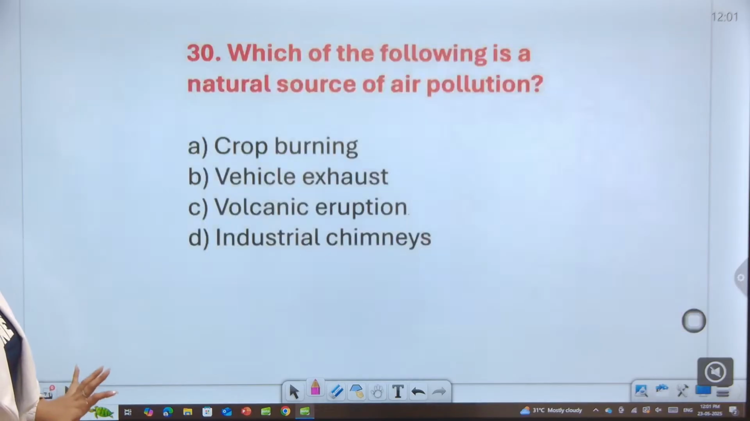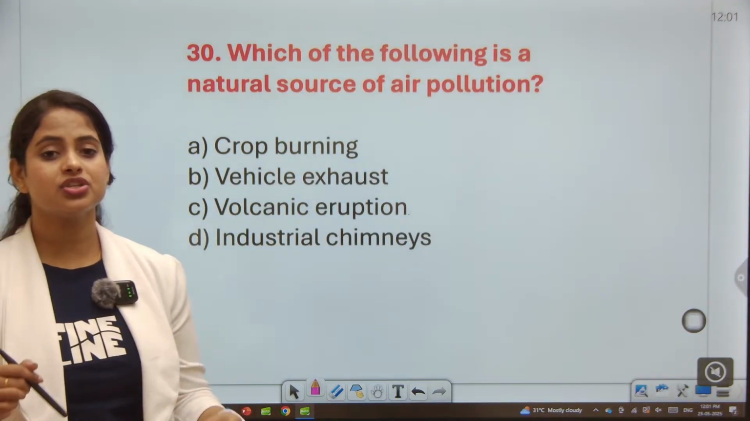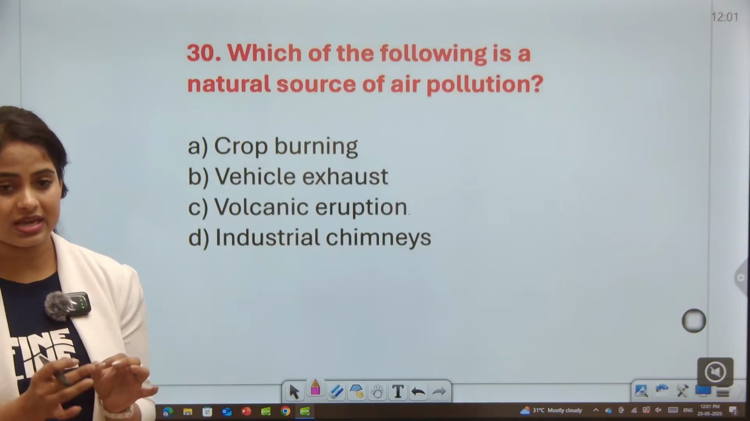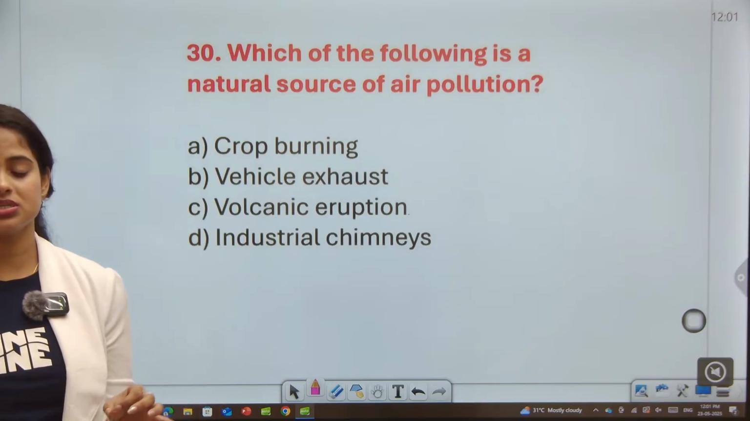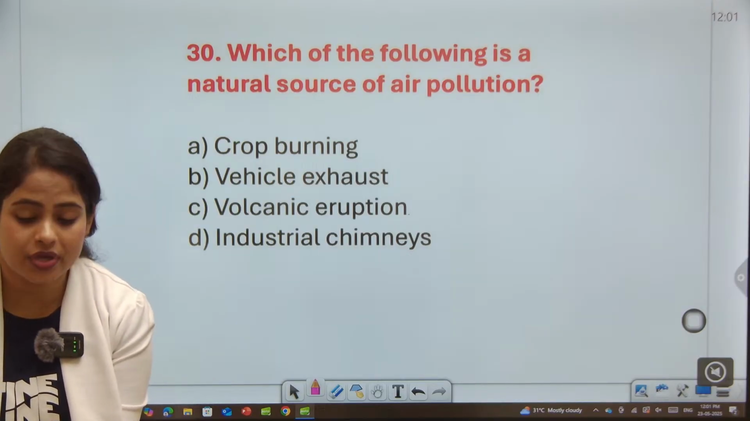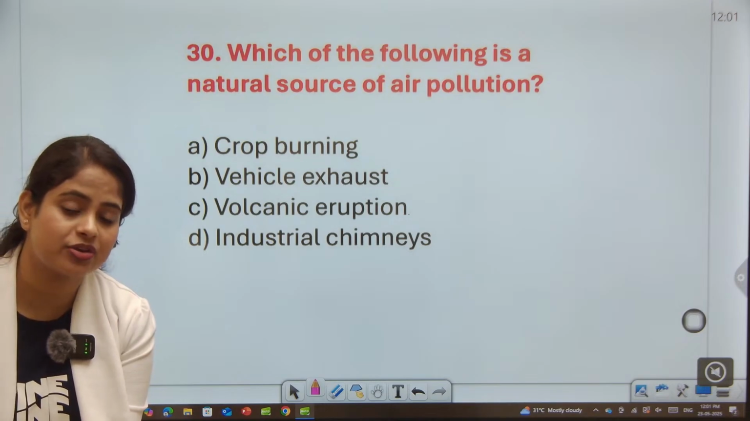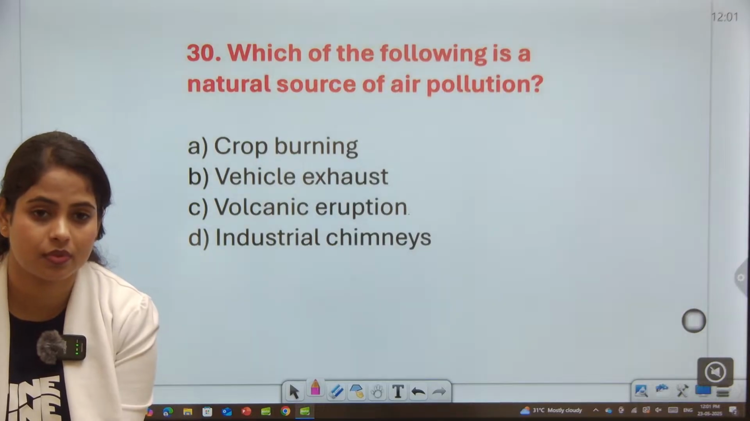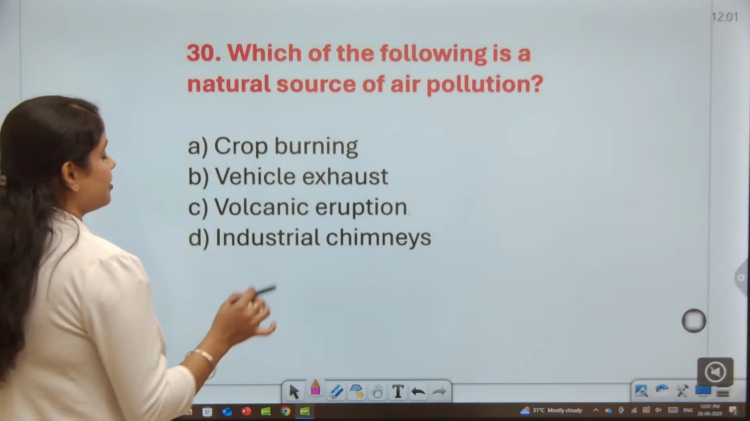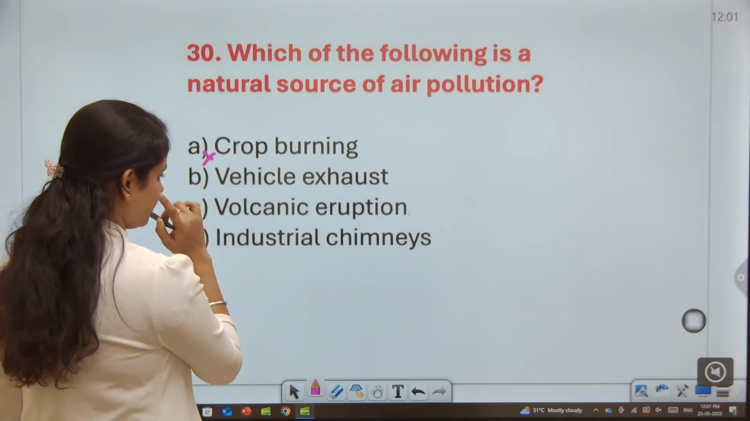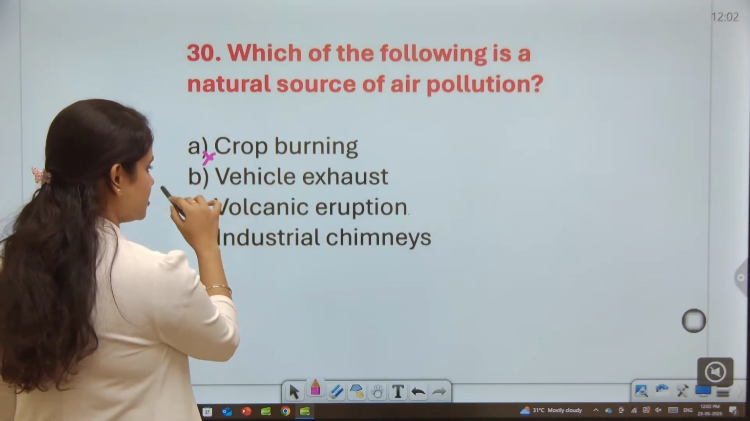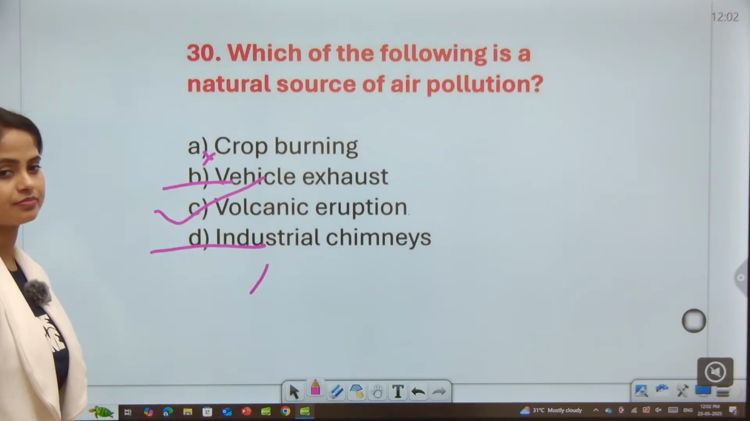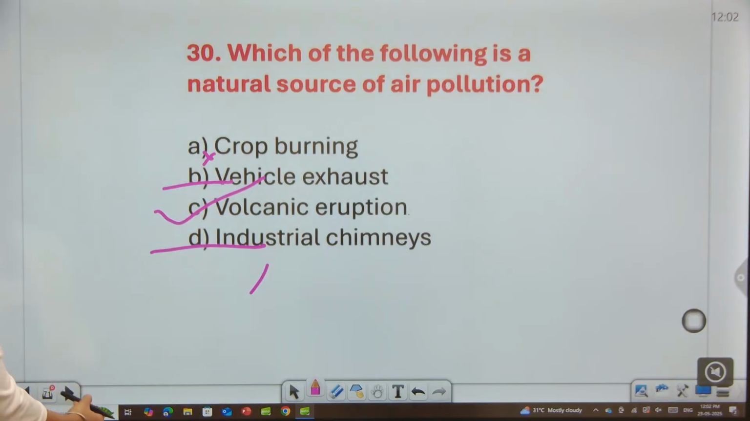Next and last question of the class. Which of the following is a natural source of air pollution? Crop burning, vehicle exhaust, volcanic eruption, or industrial chimneys? Guys, the vehicle exhaust is artificial. Industrial chimneys are also artificial. So volcanic eruption is a natural source of air pollution.